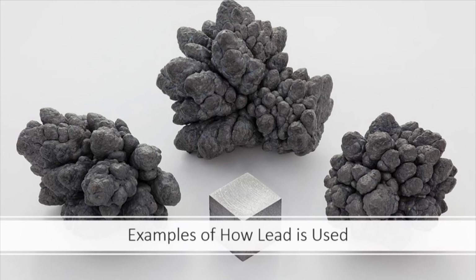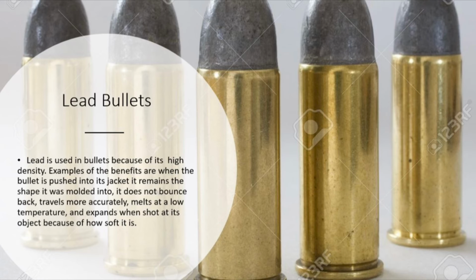Examples of how lead is used. Lead bullets. Lead is used in bullets because of its high density. Examples of the benefits are when the bullet is pushed into its jacket and it remains the shape it was molded into. It does not bounce back, travels more accurately, melts at a low temperature, and expands when shot at its object because of how soft it is.